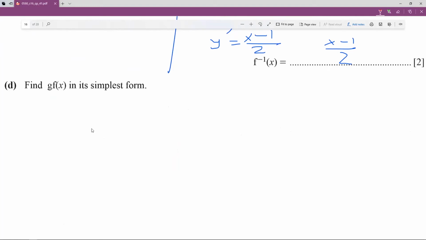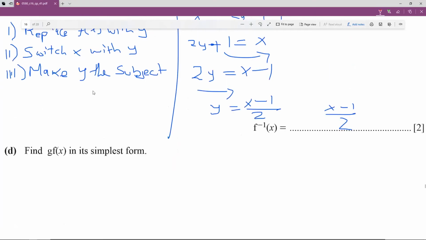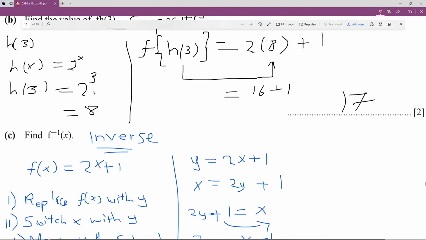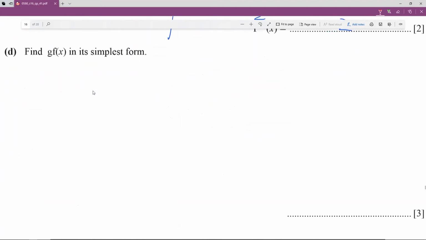Now this is another composite function, and I don't know if you can try this. Just pause the video a little and try to solve it. You need to borrow the idea we had in part B of the questions. But in this case, instead of h3, we're using hx. So you can use that idea to try and solve it, and then you can check how you're doing it in the video. I believe you've tried doing it. Let's see if you're right.